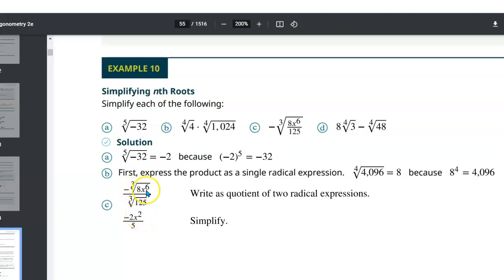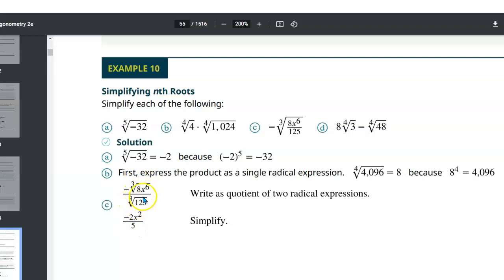And if it's not divisible, if it's smaller, you can't do anything about it. You just leave it. If it's bigger, you take out what you can. Like if that were x to the 7th, you'd separate that x off, and you'd take this x to the 6th out as x squared, and leave an x in there.